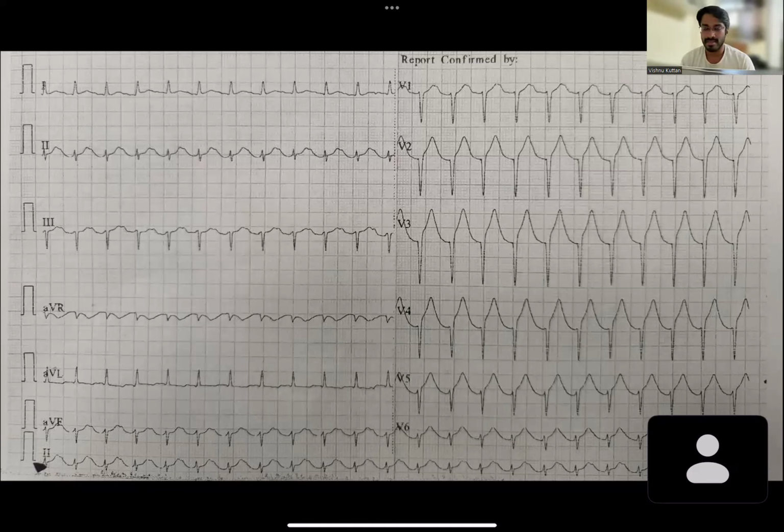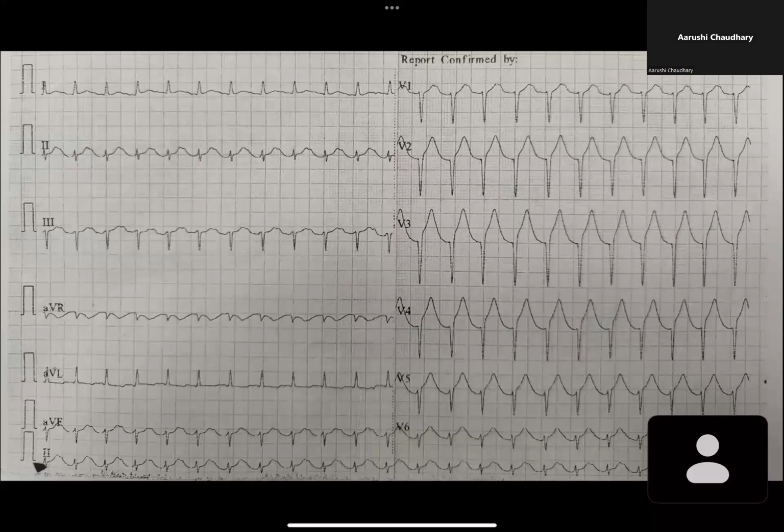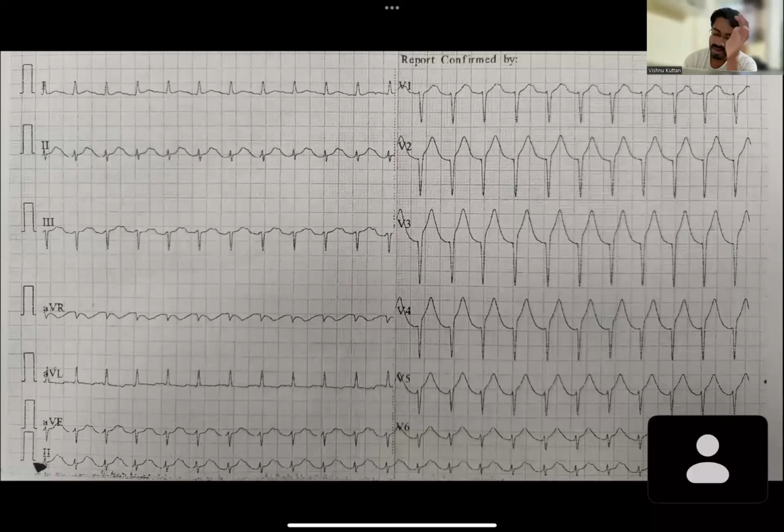What are your differentials? PSVT can be one. Atrial flutter can be one. You have your AVRT, AVNRT, and what else? Flutter, no P waves discernible. I took it as a PSVT.